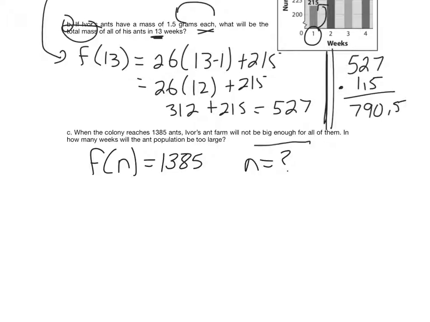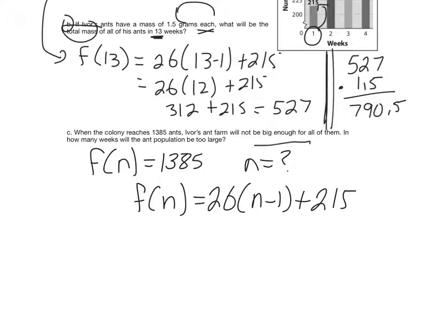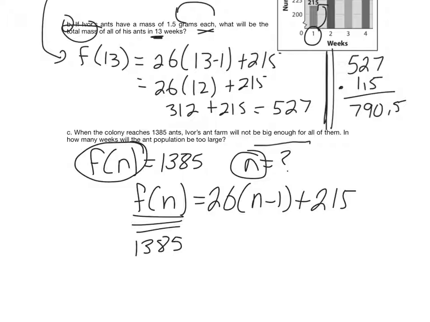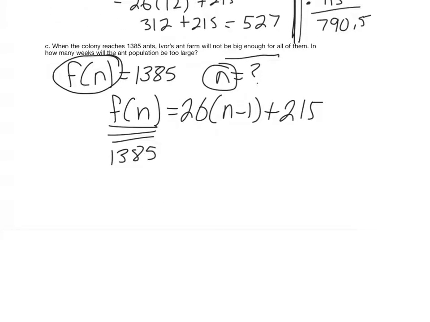We're going to use that same equation that we came up with in part A, which was f of n equals 26 times n minus 1 plus 215. But this time, I know what f of n equals. I want it to equal 1,385 because I want to figure out n. I want to figure out how many weeks it would take to get to that number, because then Ivor won't have any more space. So we're just going to go ahead and solve this equation.